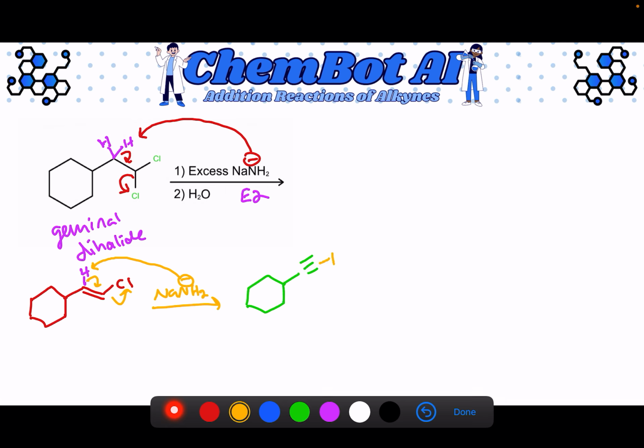But because we still have this relatively acidic hydrogen atom in our structure, and we also have more sodium amide because our problem states we have excess, we are going to undergo a proton transfer now, where the electrons from our nitrogen atom are going to be attracted to that relatively acidic hydrogen atom, and the electrons from the bond will fall back onto our triple bond to form an acetylide ion.